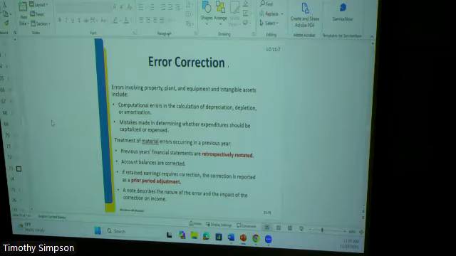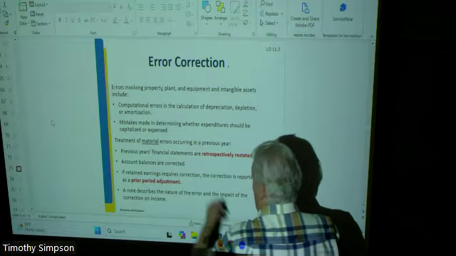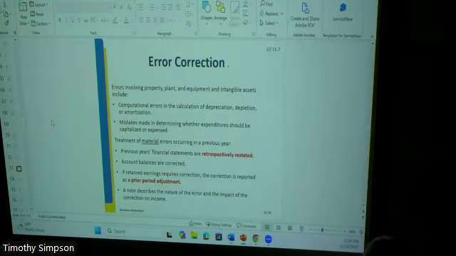So what are we talking about? We're talking about things like computational errors, or the way we set it up in the first place is not right. We didn't set up the depreciation method correctly. We didn't have the estimated useful life entered correctly. Something has happened along the way. But the key thing, which is what I underlined, was material errors. If it's not material, we'll just deal with it as we go on in the next accounting period.